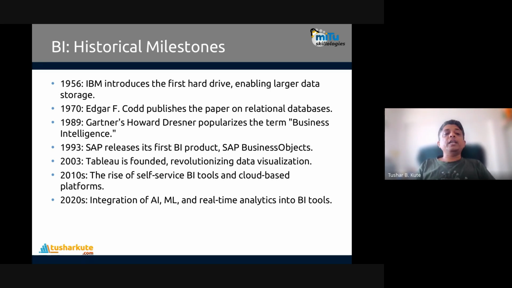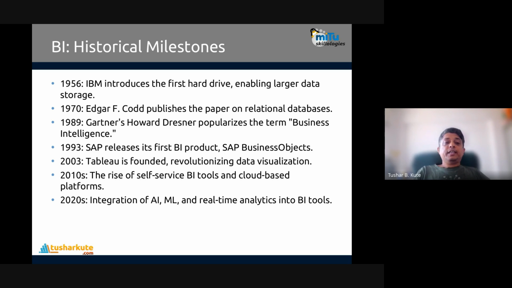The milestones. In 1956, IBM introduced the first hard drive, enabling large data storage. Make sure it was in kilobytes at that time. The first hard disk was developed by IBM. Then in the 1970s, as I mentioned, Edgar Codd published the paper on relational databases. He mentioned the concept of structured query language also in that period, which gave birth to the relational database management system, which has been popular throughout the history of computing and software.